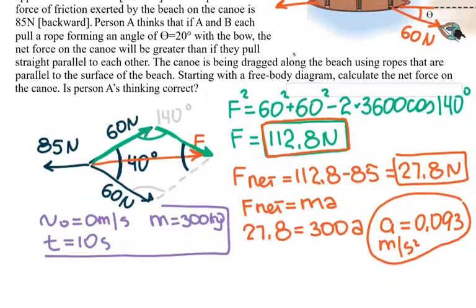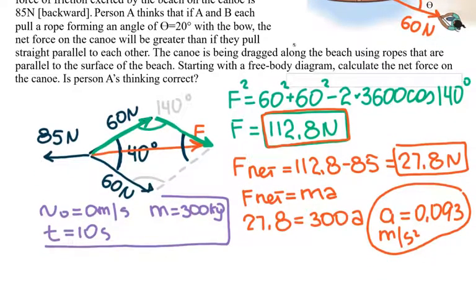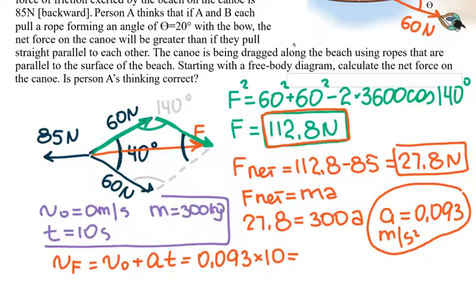And the next question is, what is going to be the velocity of the canoe in 10 seconds? So the final velocity of the canoe is equal to initial velocity plus the acceleration times the time. Initial velocity is 0, right? So I don't have to write that one. Acceleration 0.093 times 10 seconds gives you 0.93 meters per second.